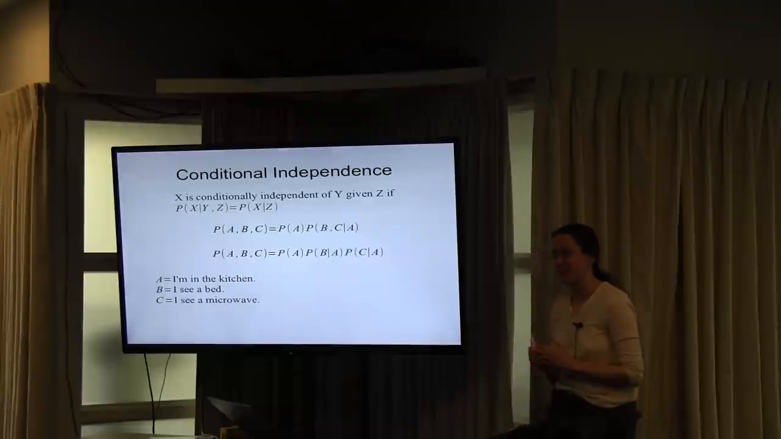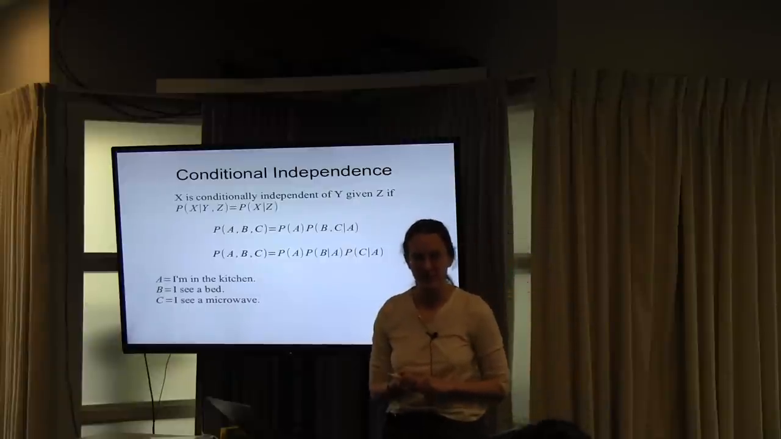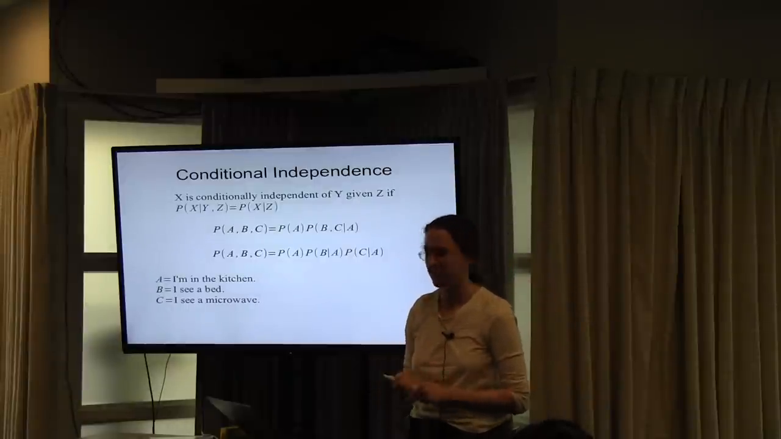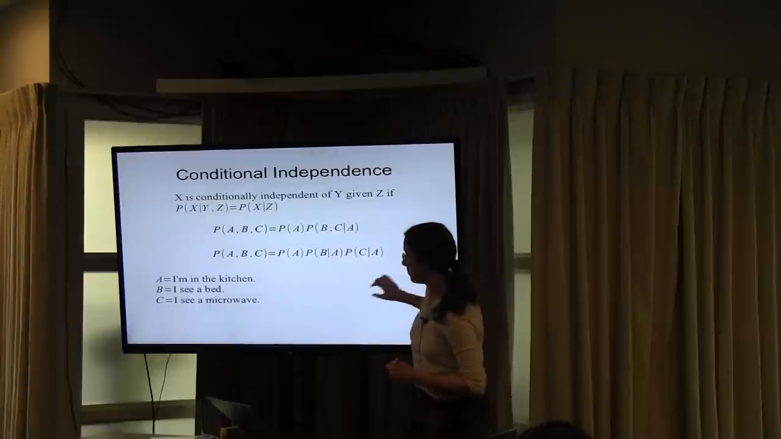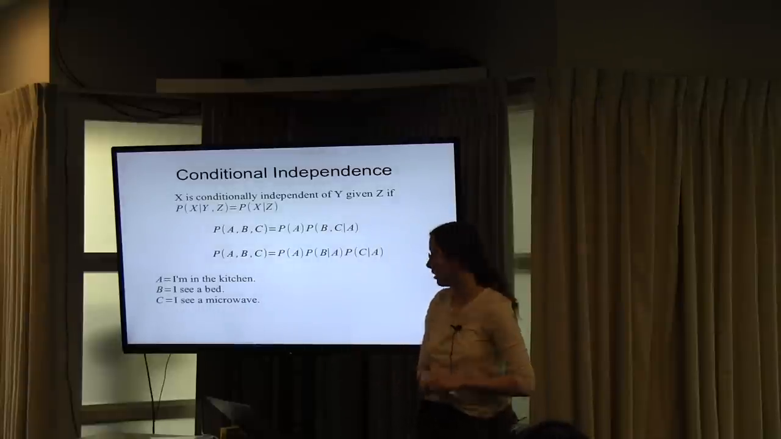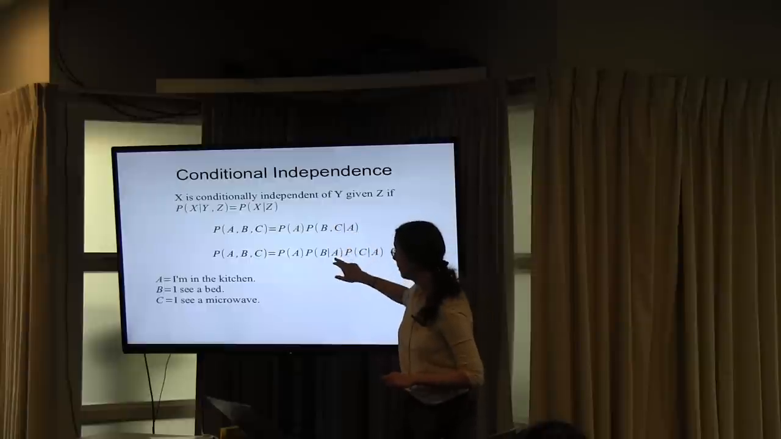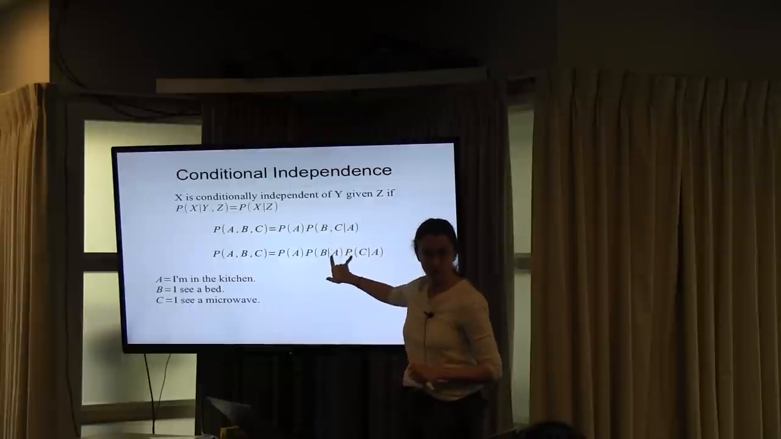Can you say again which variables are conditionally independent on which? Yeah, so in this world, B and C are conditionally independent given A. That's the assumption that we're making to go from here to here, in particular to go from this joint here to these two factors here.